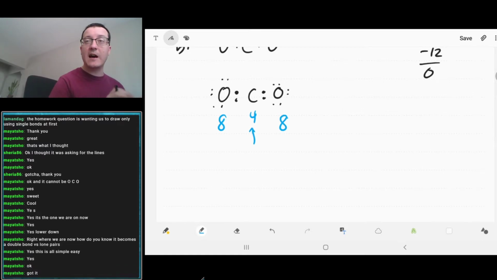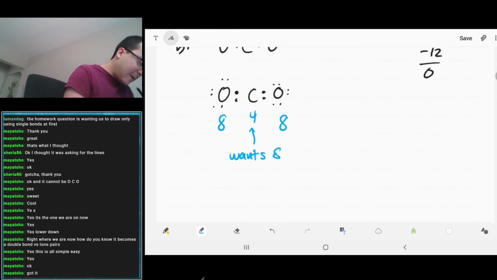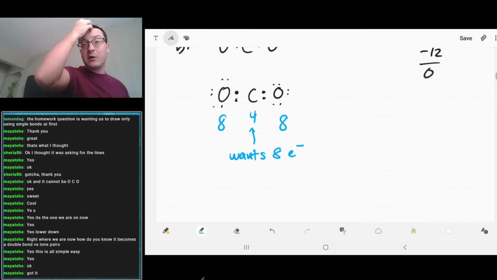And so we can just see how many electrons are just around that carbon atom. But we know that carbon, like most atoms, wants 8 electrons. And since we don't have any more to give, we have 0 electrons left to give out to our structure. This is when we're going to want to make a double bond.